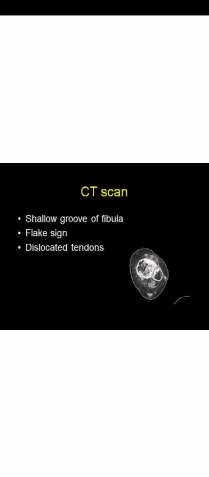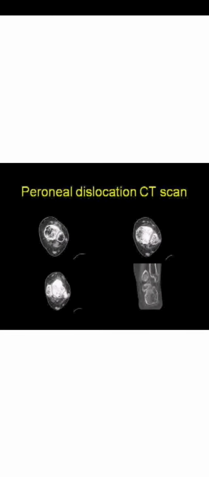On CT scan, you may see a shallow fibula, a flake sign of the fracture fragment, or dislocated tendons, and in this view you can see just lateral to the fibula, the peroneus brevis being outside the groove. Ultrasound is useful on occasion as it's a dynamic test, and as the patient everts you can actually confirm the dislocation. This is a CT scan demonstrating a dislocated tendon and a shallow groove.